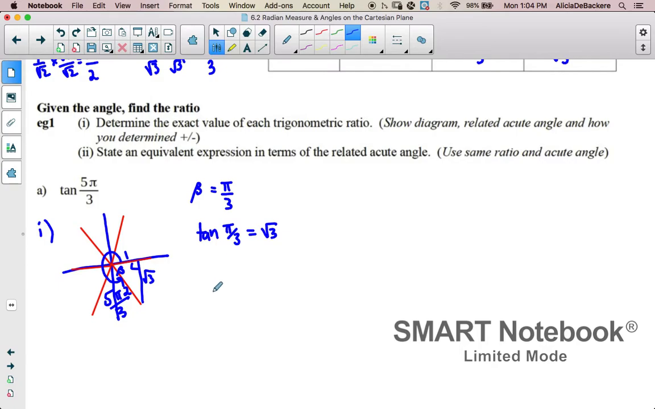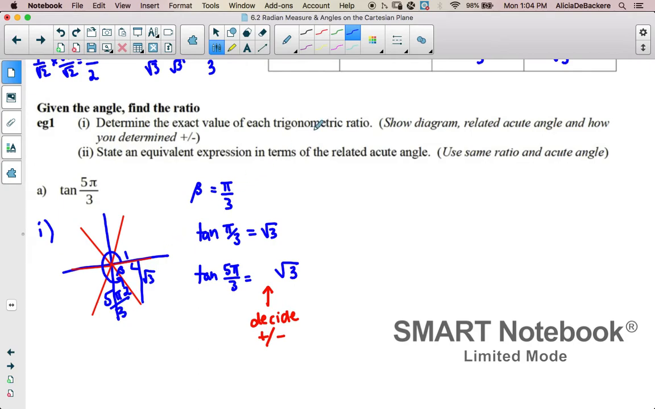Now my last step for part 1 here is to figure out, well, what is tan of the actual angle? We did the related acute angle. And in order to figure that out, I know it's always going to be root 3, but now my job is to decide which sign it is. Is it positive or negative? So that's my big job now.